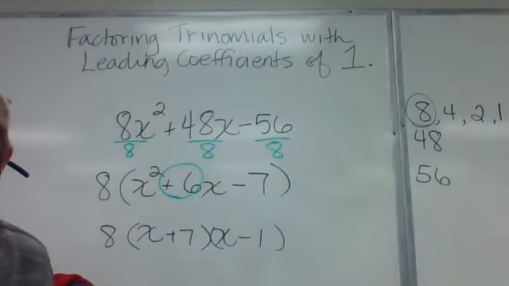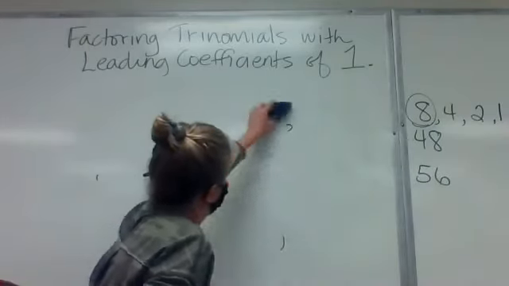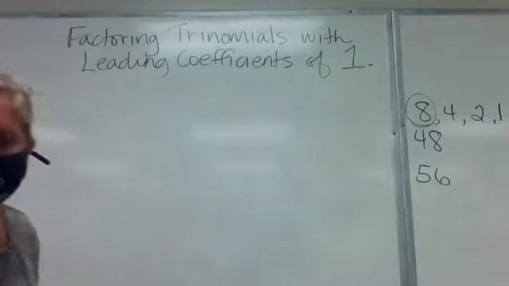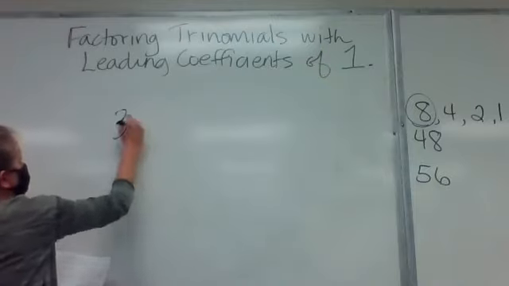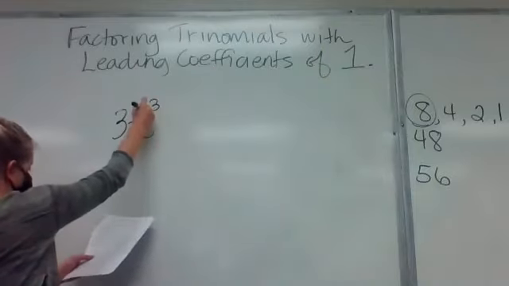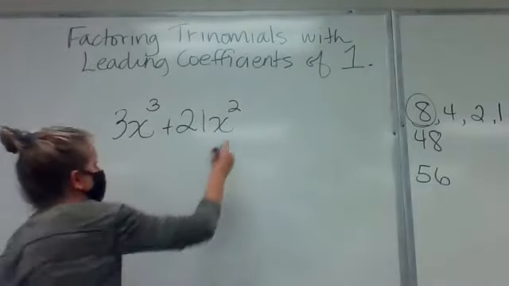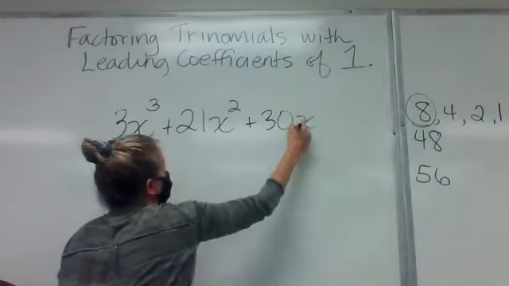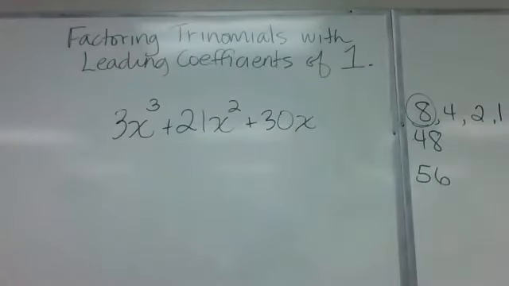All right, let's look at number 9. 3x to the third plus 21x squared plus 30x. So, looking for what's in common. What are your numbers? 3, 21, and 30.